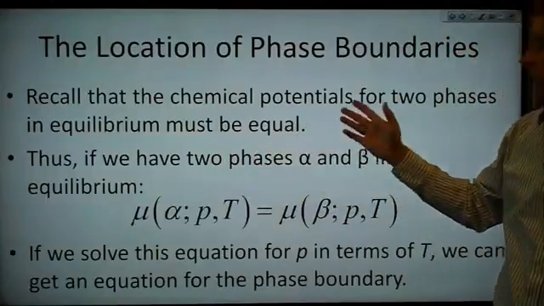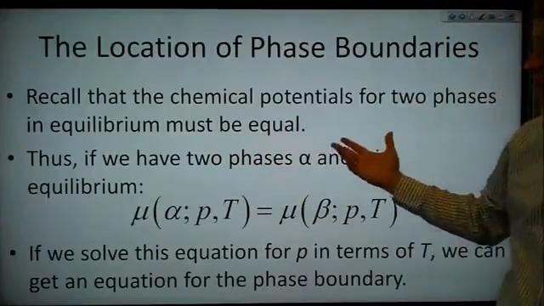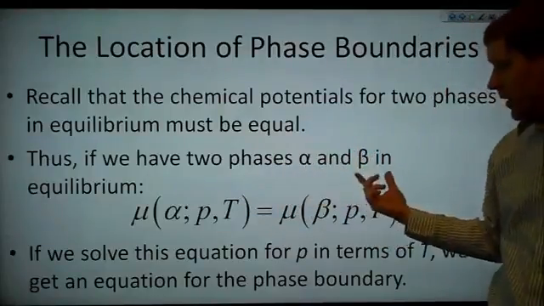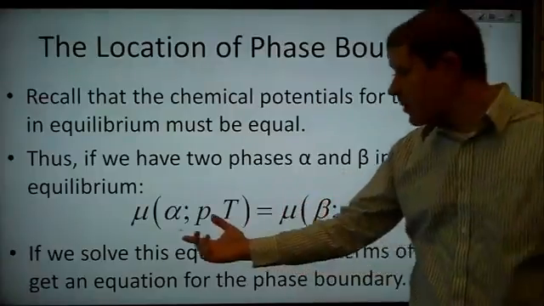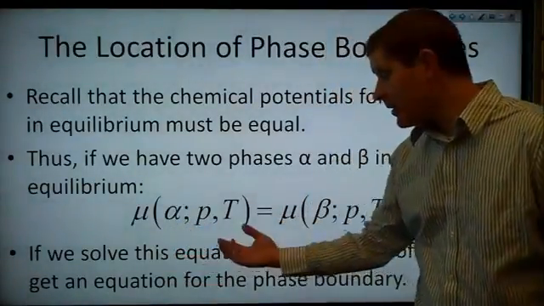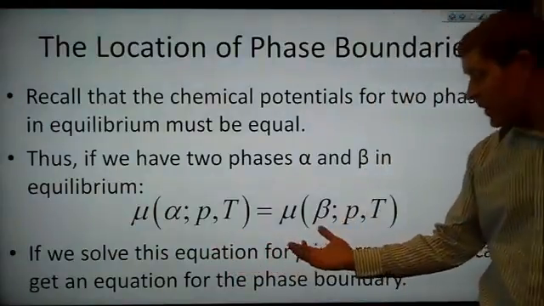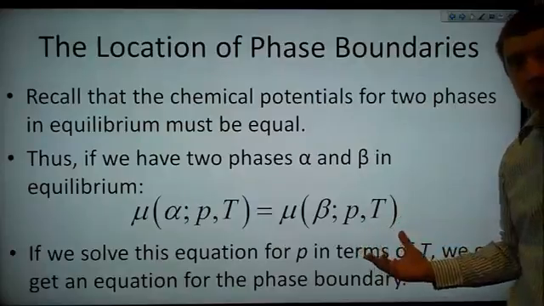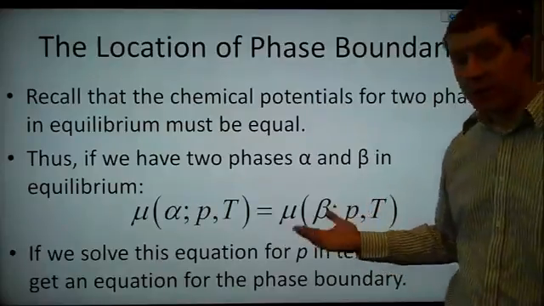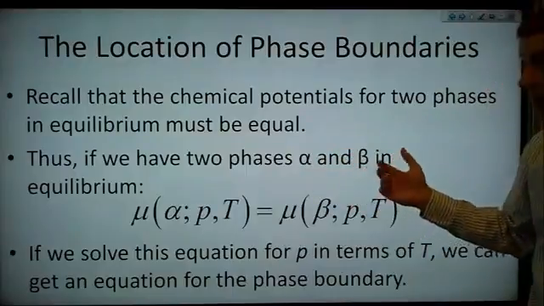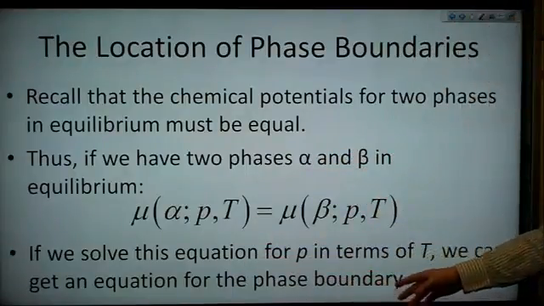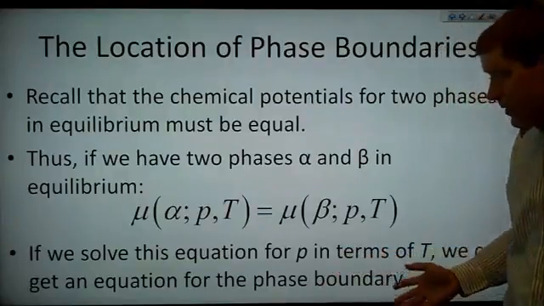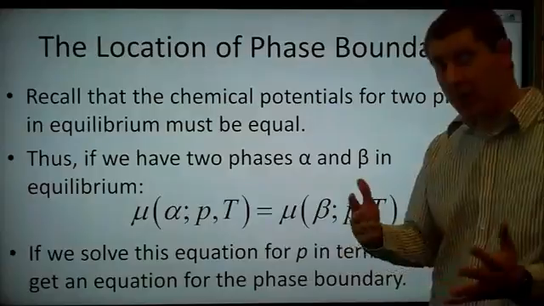Welcome back. Recall that the chemical potentials for two phases in equilibrium have to be equal to each other. Thus, if we have two phases, alpha and beta, in equilibrium, then the chemical potential of alpha at some pressure and temperature has to be equal to the chemical potential of beta at some pressure and temperature, where the pressure and temperature are the same for the two if they're in equilibrium. And so if we solve this equation for the pressure in terms of temperature, then we can get an equation for the phase boundary between phase alpha and phase beta.